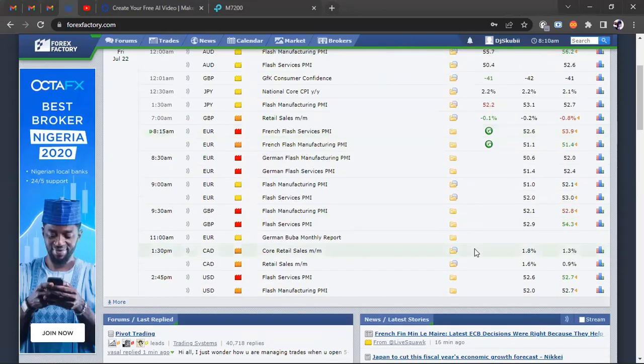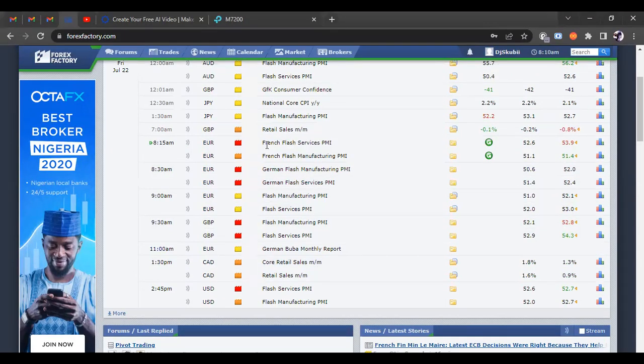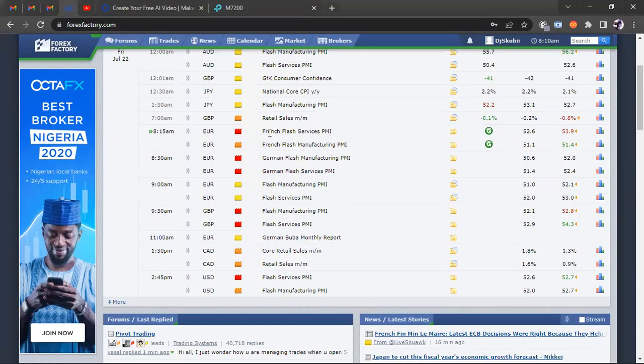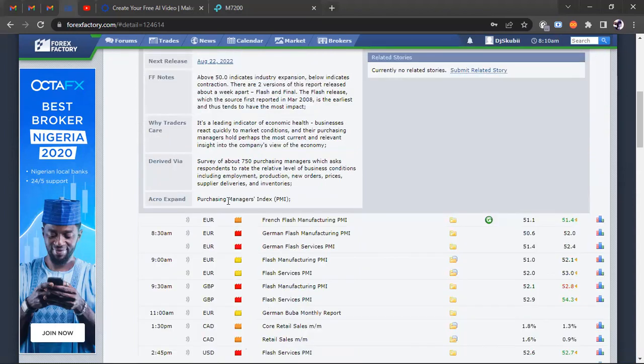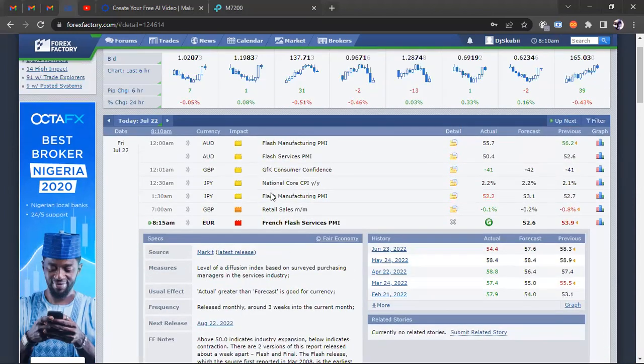Stuff is looking like a Christmas tree. Anyways, by 8:15, it's already 8:11, French flash services PMI. I think that's Purchasing Managers Index. Let me see what this is. Where is it? Purchasing Managers Index. I forget it.